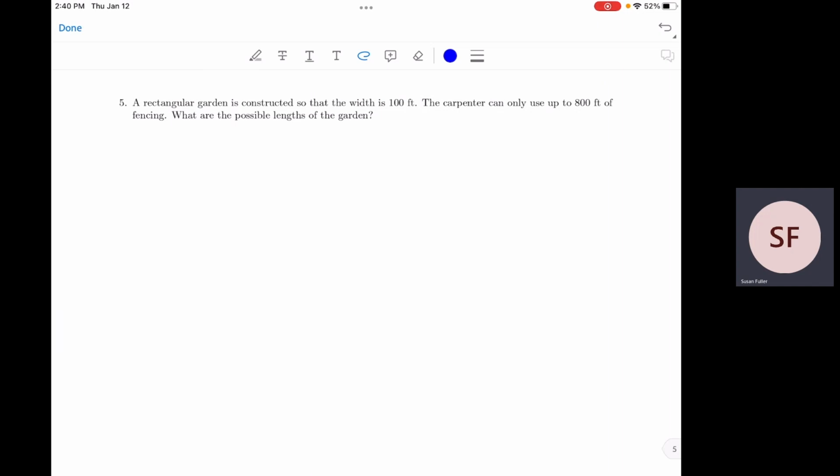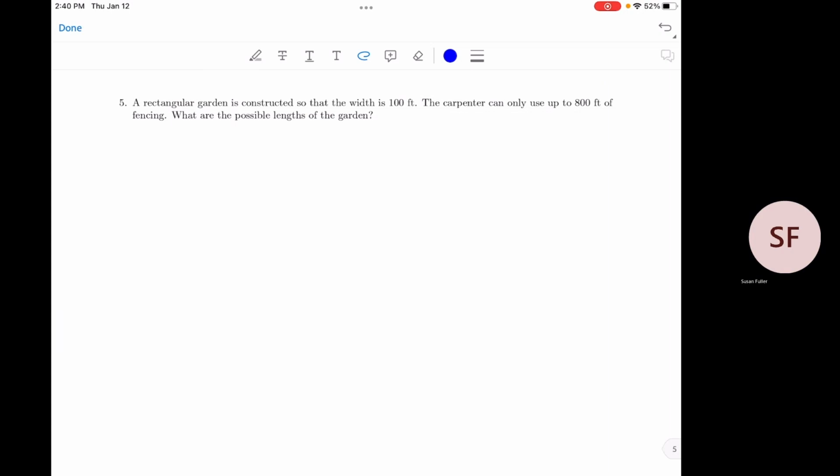So the last one that I want to do is the rectangular garden here. So let's read number 5. A rectangular garden is constructed so that the width is 100 feet. The carpenter can only use 800 feet of fencing. What are the possible lengths of the garden?